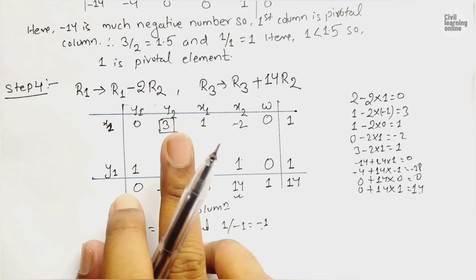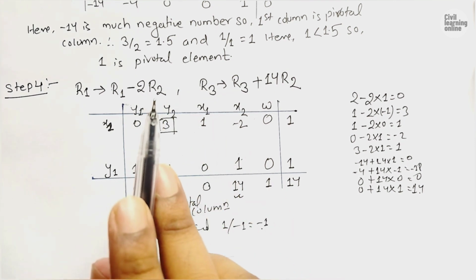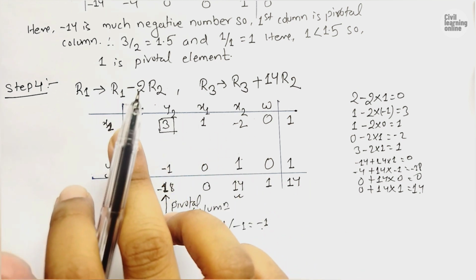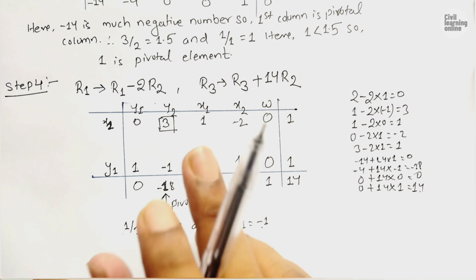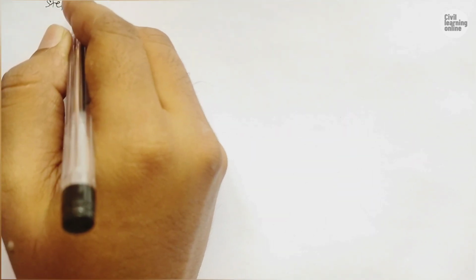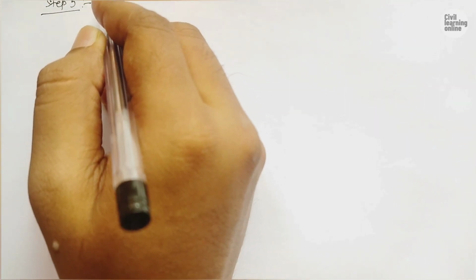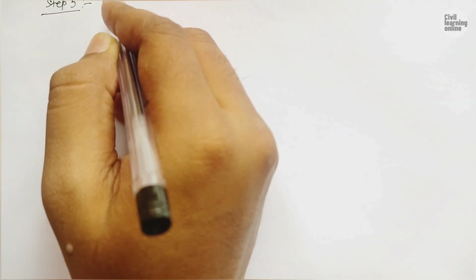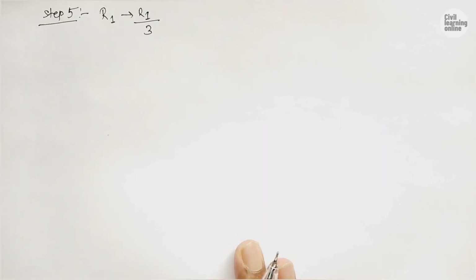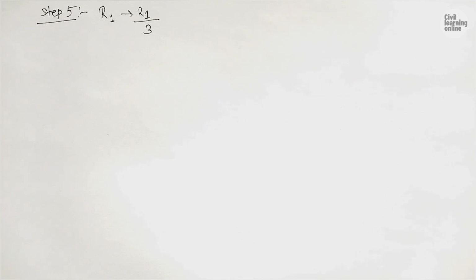to unity. If we divide the 3 by 3, then it will get unity. So our step 5 is going to be an operation on R1, and R1 implies R1 divided by 3. Right here, step 5, and R1 implies R1 divided by 3. Now draw a table and do the operation on the elements inside the table.